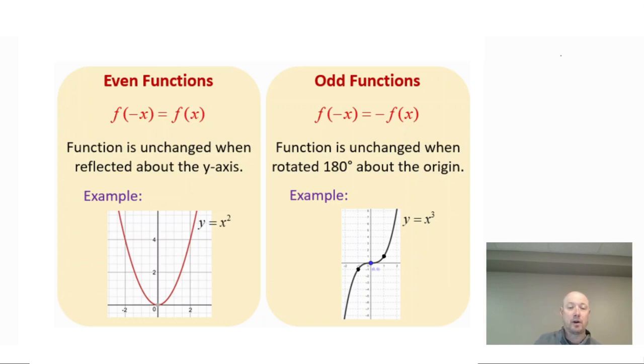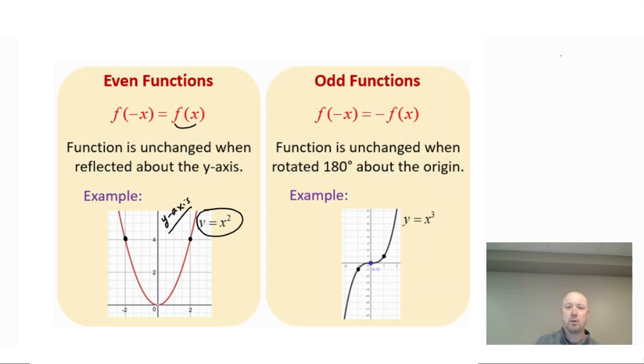So when we look at even functions, let's use the example y equals x squared. That is an even function. If we plug in positive 2, we get the result of 4. If we plug in negative 2, we also get 4. So that means that the function is unchanged. When negative x goes in, we get the same answer as we would if we plug in the positive value for x. So that means we have y-axis symmetry. It's reflected about the y-axis.